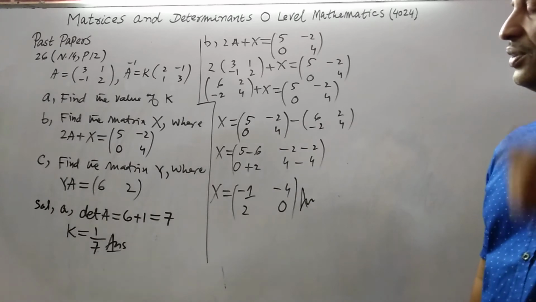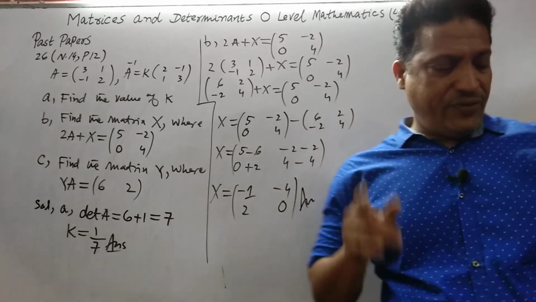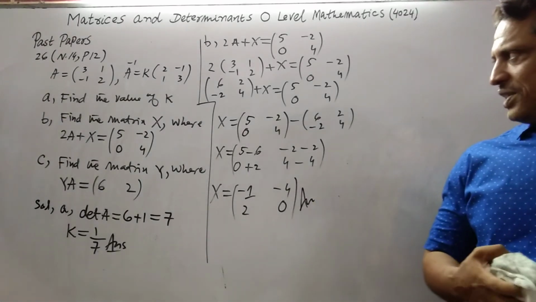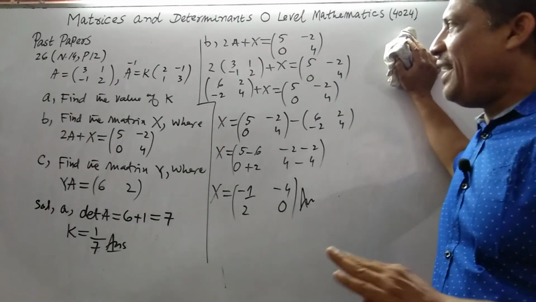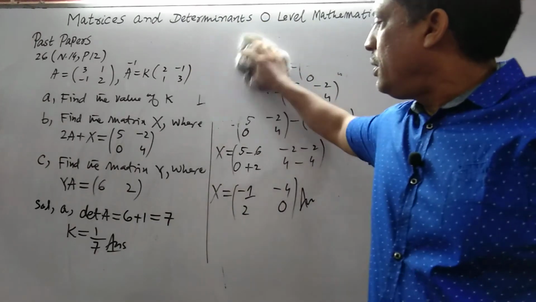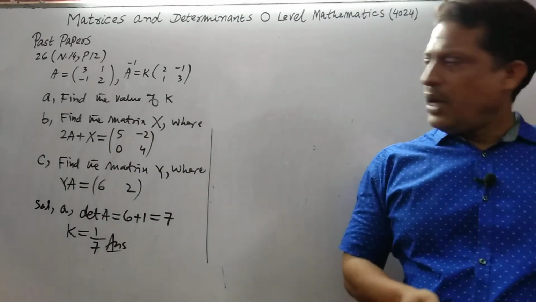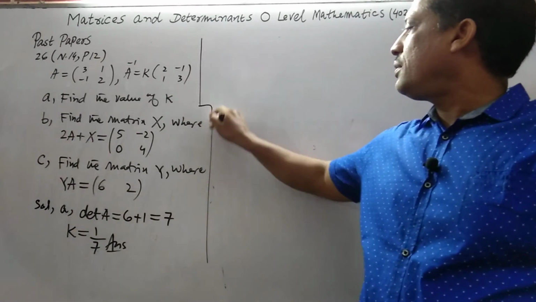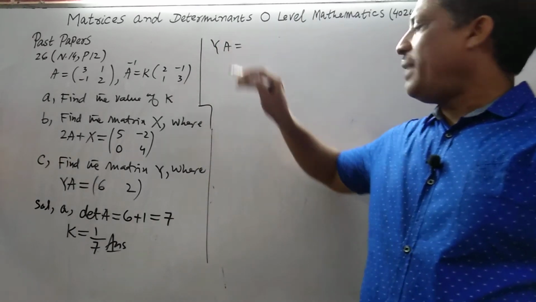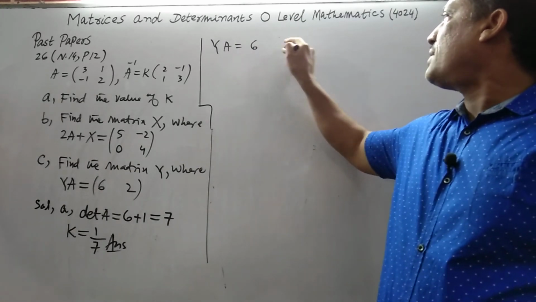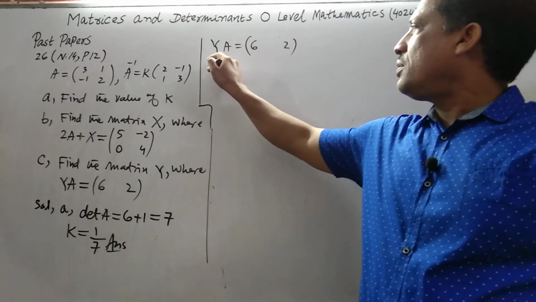Okay. Now, see part C. Part C is very important. For part C, I need more space. Therefore, I am rubbing this part B. I hope you completely understand this part. Part C is: given that Y multiplied by A is matrix [6, 2]. Find the matrix Y.